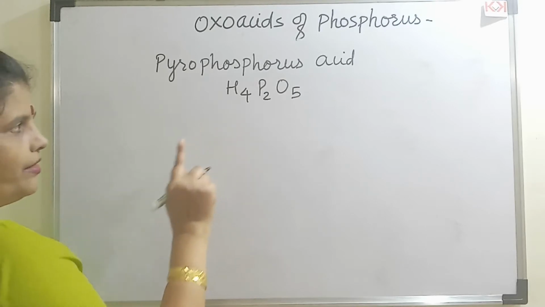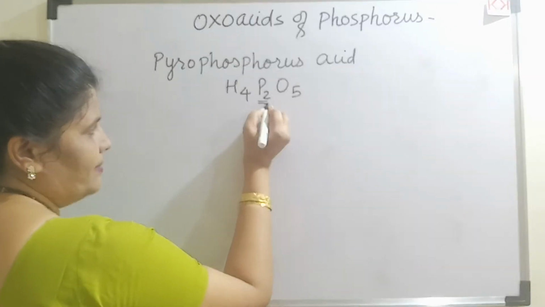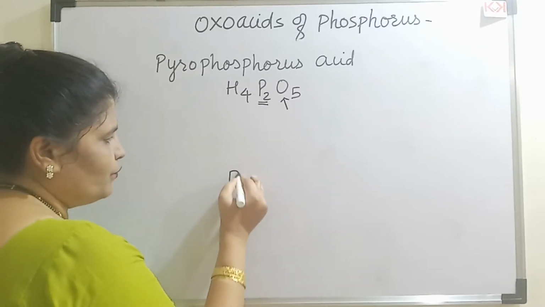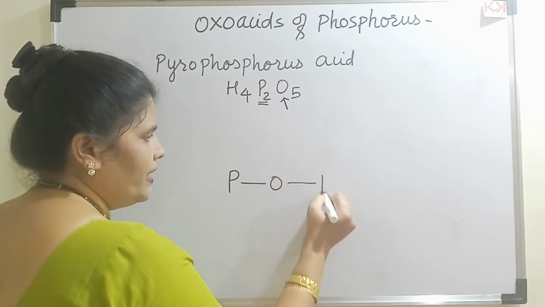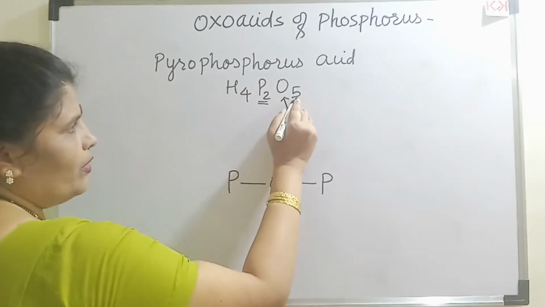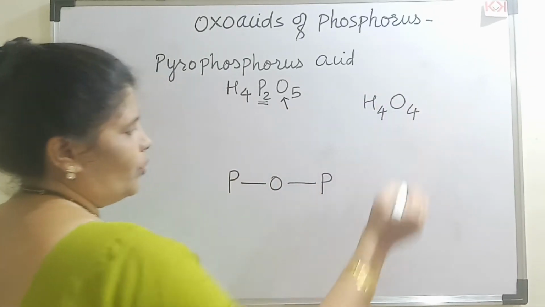Here, students, one new rule is added. When there are 2 phosphorus atoms and an odd number of oxygens, how will you proceed? You have to first form a POP linkage. This is a peroxide linkage. So 2 phosphorus gone, 1 oxygen gone. How much is left? H4 and O4 left.